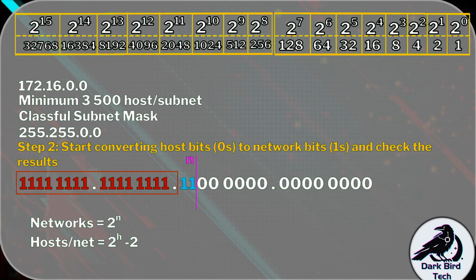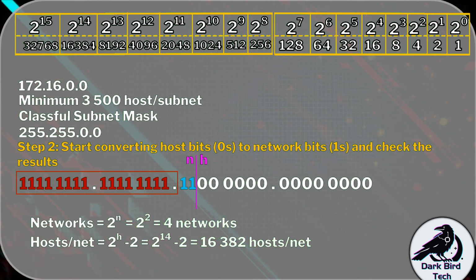So now we've got 2 new network bits, and we've got only 14 host bits left behind. So 2 to the power of 2 gives me 4 new networks, and 2 to the power of 14 gives me 16,384 minus 2, which leaves me with 16,382 hosts per network. Much closer to the 3,500 goal, but I think we could do better.